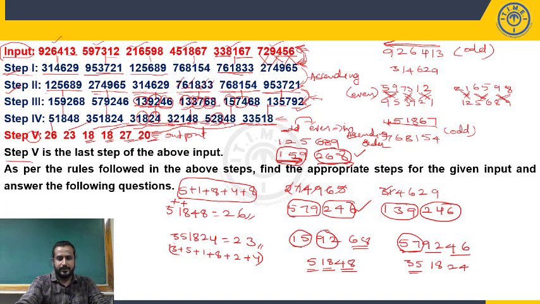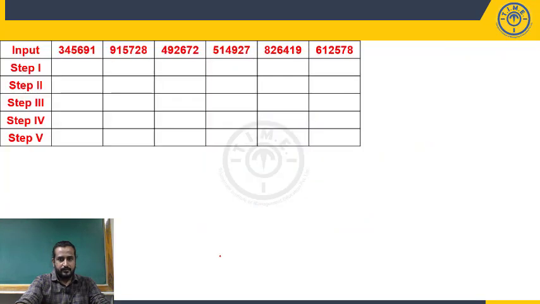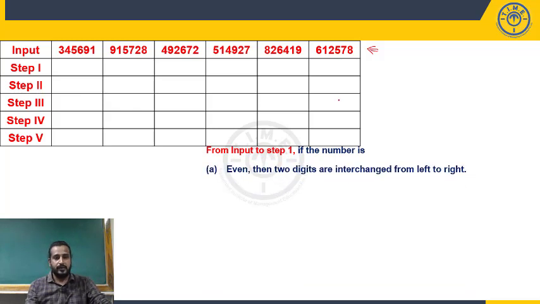Now, you may take a screenshot of this. Here is the one illustrated, I mean here we have given the input, we have to identify the steps, we have to write the steps basing on the previous logic, and we need to answer the questions. So, what are the logics that we got? What happened from input to step 1? If the number is even, what we did, two digits are interchanged from left to right. So, even number. So, what will it become?